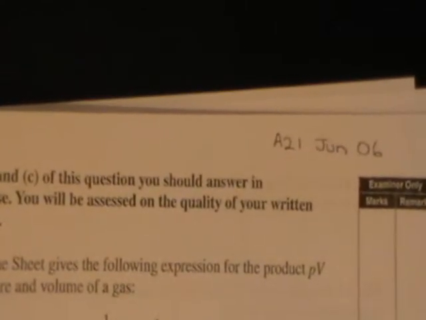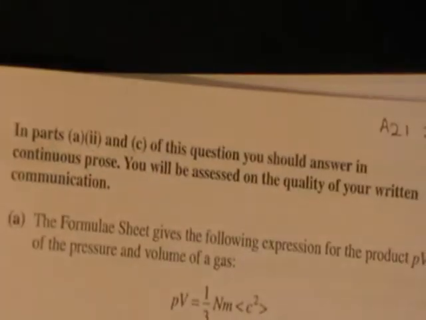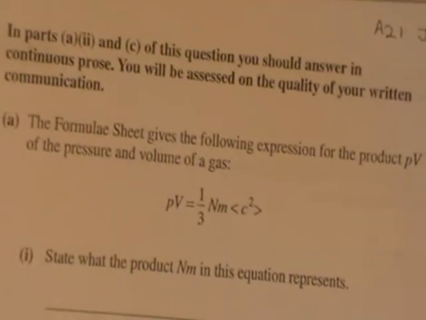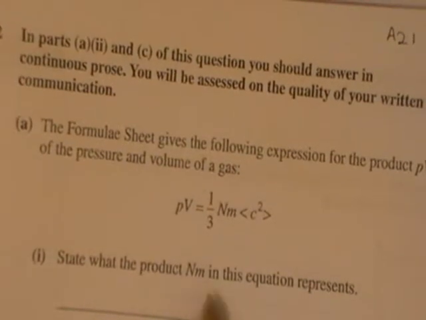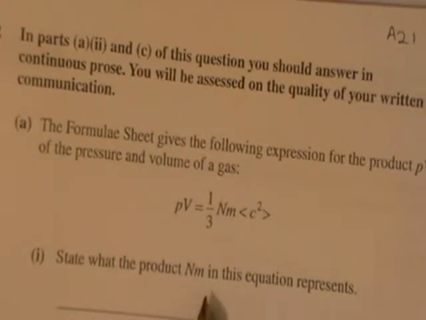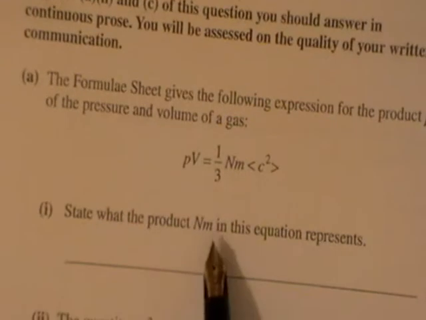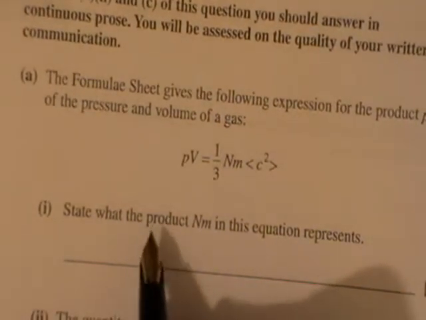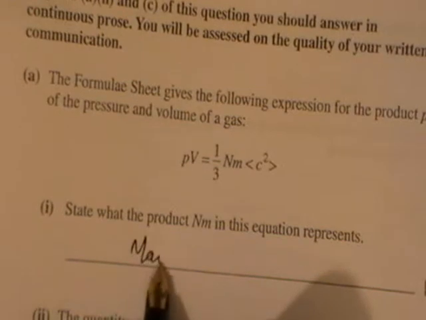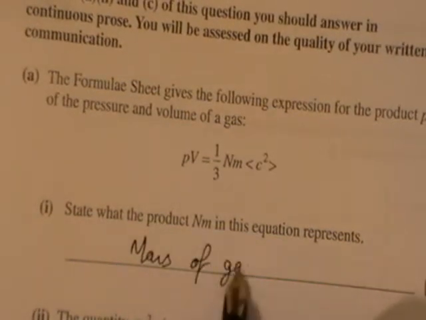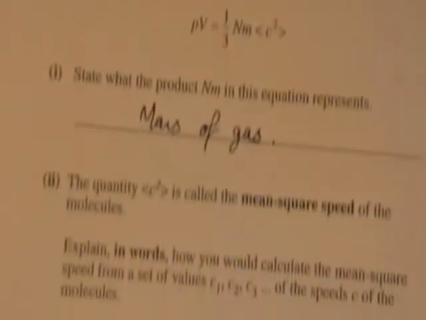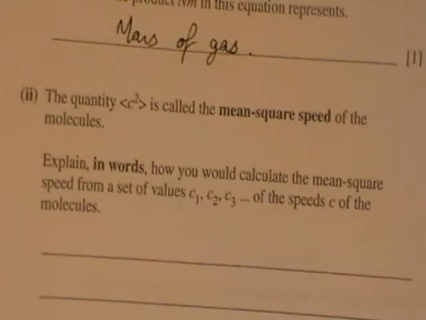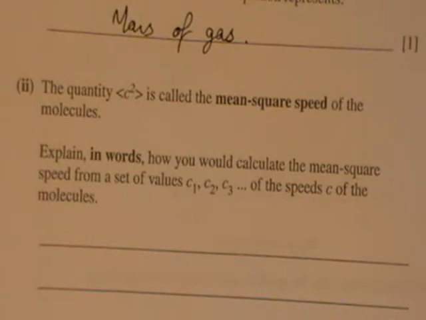Okay, this question comes from June 2006, Module 4, Question 2, and again it's a gas laws question. The formula sheet gives us PV equals a third N m c squared brackets. State what the product Nm is. Well, N is the number of molecules, m is the mass of the molecule, so N times m represents the mass of gas. So it's the total mass of gas. The quantity c squared brackets is the mean squared speed.